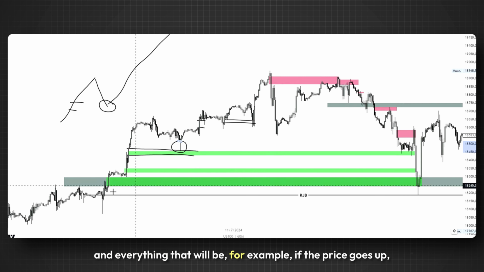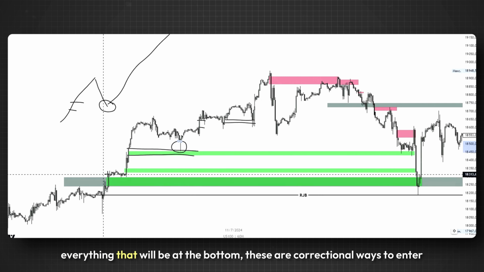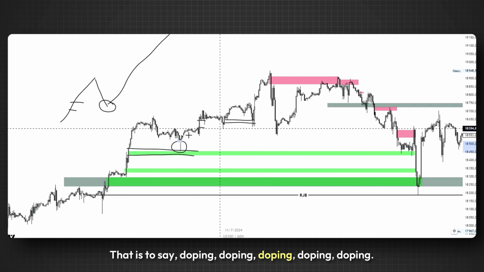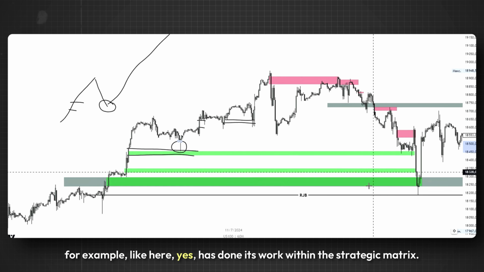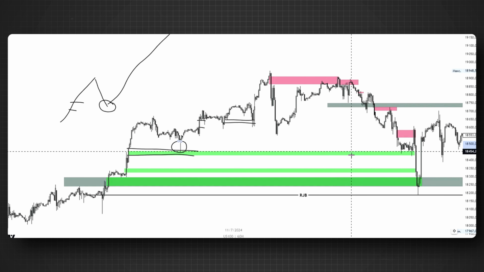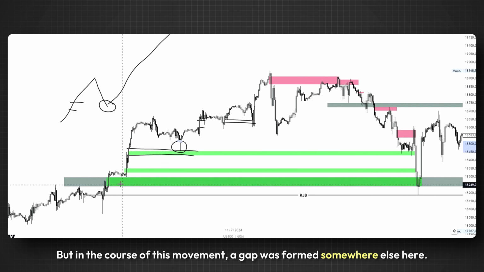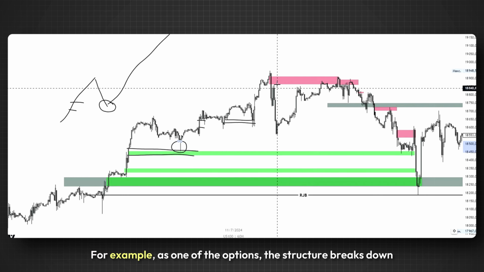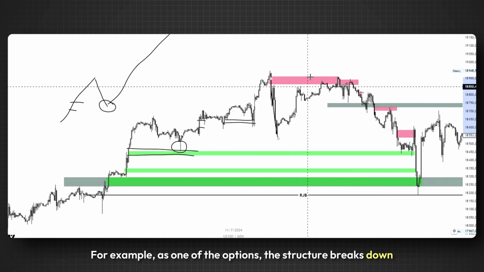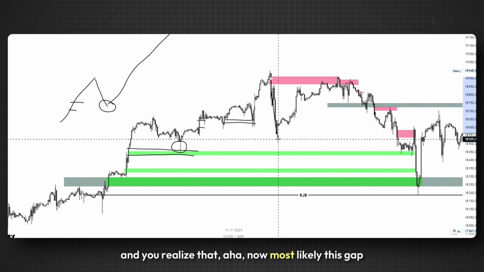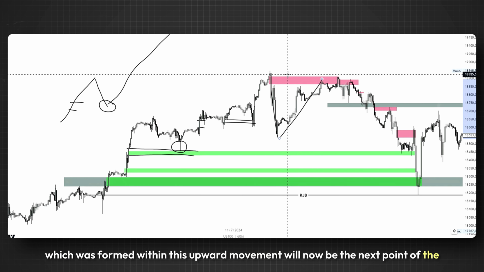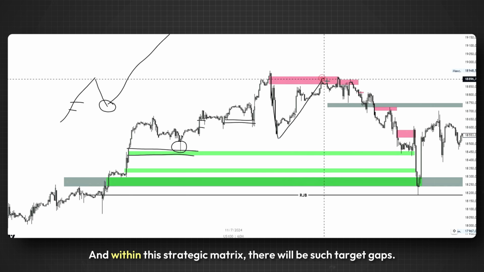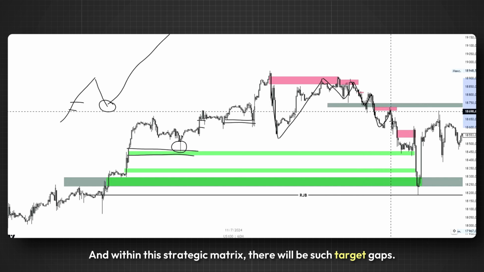And if the price goes up, everything that will be at the bottom, these are correctional ways to enter the market. That is to say, adding, adding, adding. Then, for example, the price has done its work within the strategic matrix, but in the course of this movement, a gap was formed somewhere else here. Then there is tension. For example, as one of the options, the structure breaks down, and you realize that, aha, now most likely this gap, which was formed within this upward movement, will now be the next point of the strategic matrix. And within this strategic matrix, there will be such target gaps.